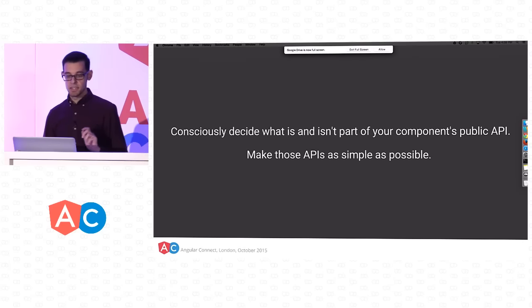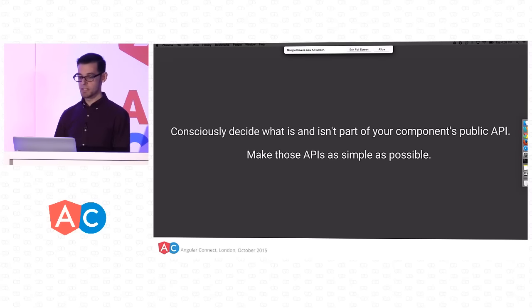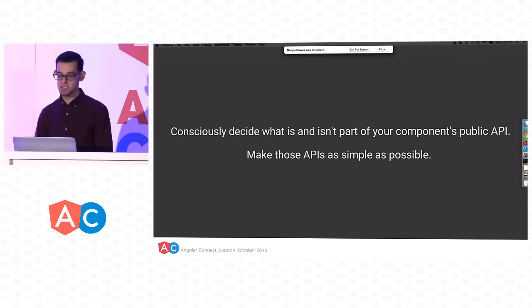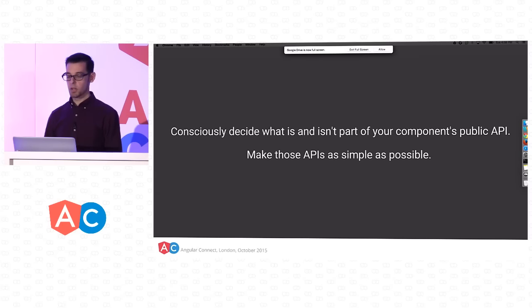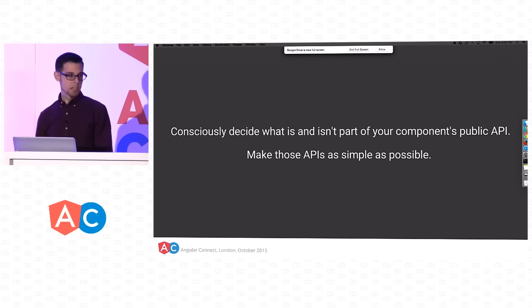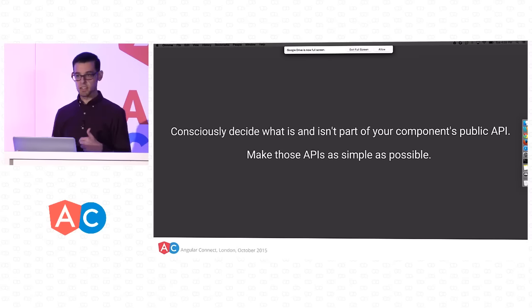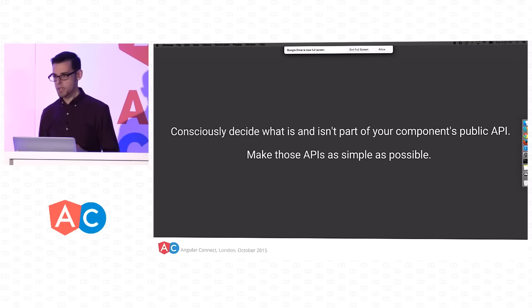The takeaway here is that the component properties, methods, and events are all equally important parts of a component's API, and it's key to consciously decide what is and isn't part of your public API, and then to make those APIs as simple as possible. It's also worth mentioning that those of us on the Angular team still have limited experience building stuff with Angular 2, and so we have a lot more to learn about API design best practices as the framework matures.